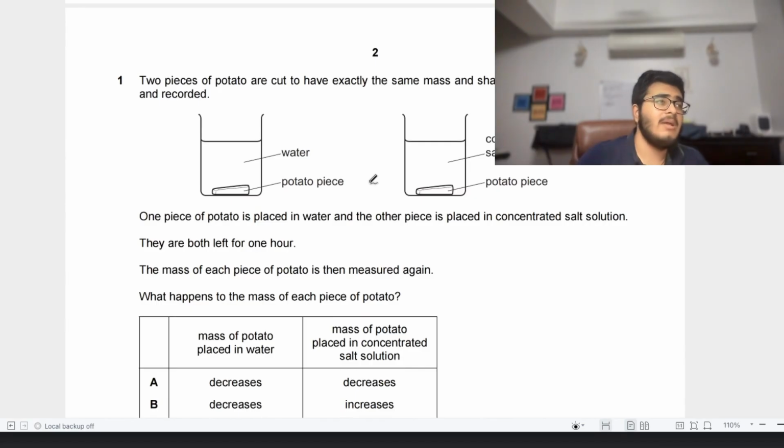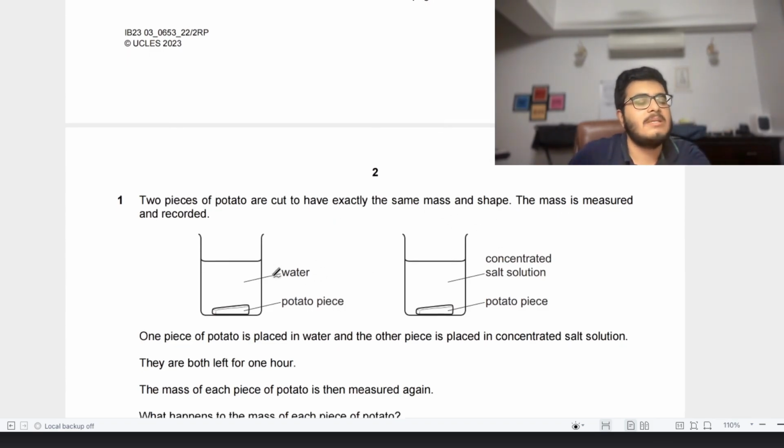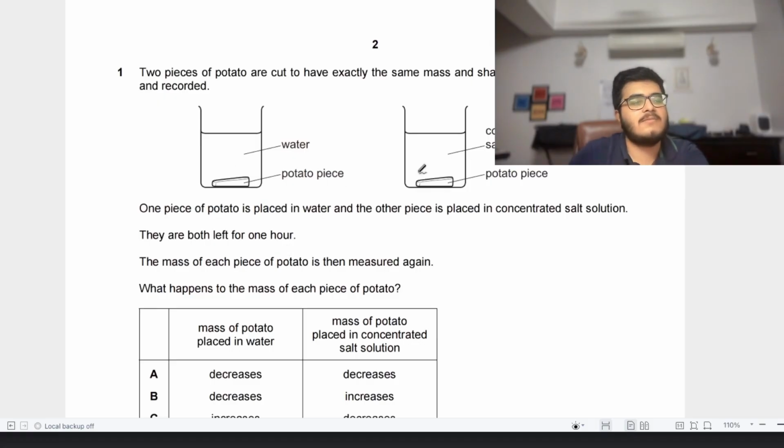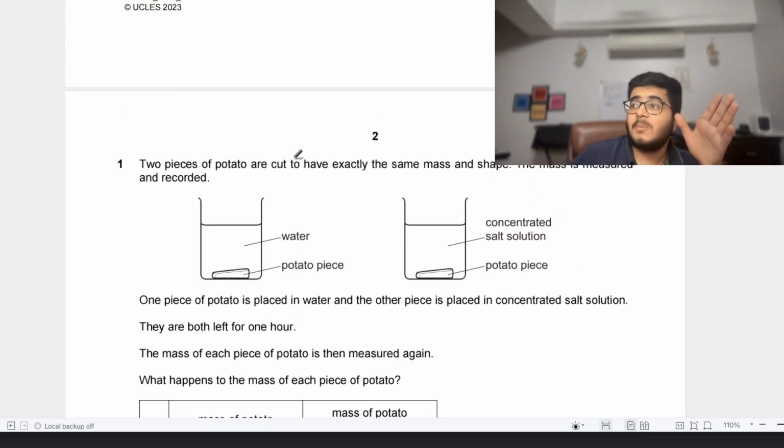So starting with the bio section, it says two pieces of potato are cut to leave exactly the same mass and shape. The mass is measured and recorded. So we have a piece of potato in two kinds of solution, water and concentrated salt solution. Now before reading the question, if you have studied combined sciences properly, in your mind you should think about the process of osmosis, which is the movement from a higher water potential to a lower water potential. Now using this trick or this formula that I've just told you, we'll see.